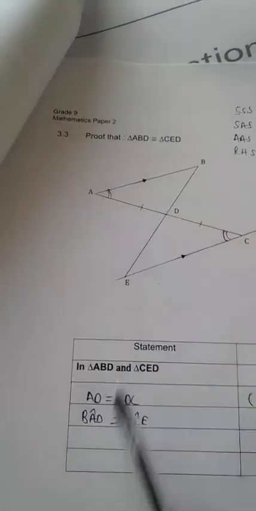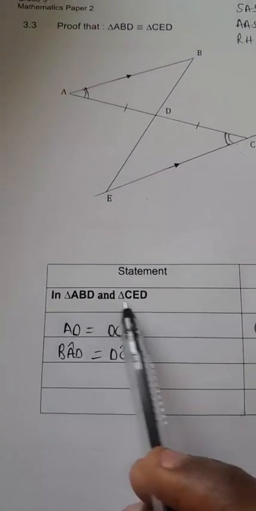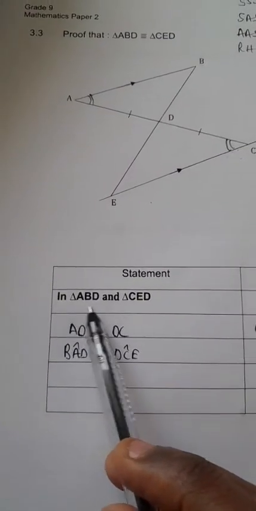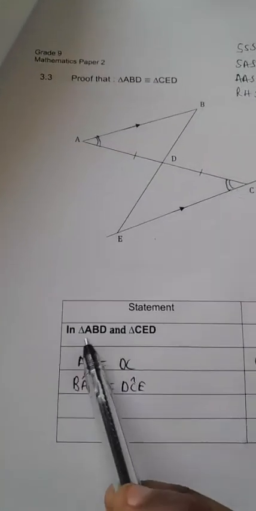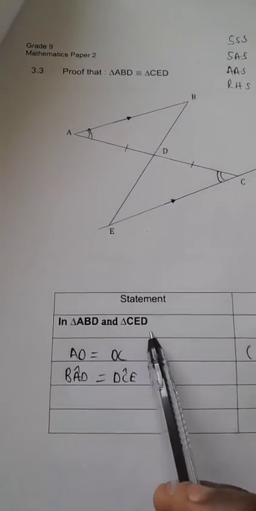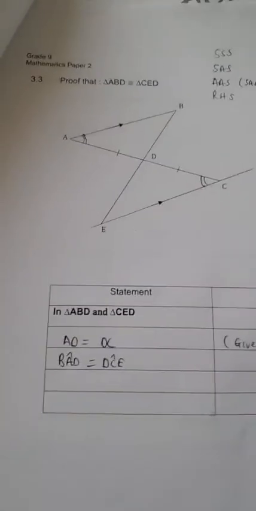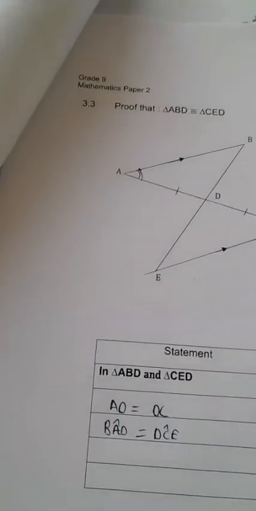Why can you say that? You could say angle A is equal to angle C. It's because in your statement, when you started out, you said in triangle ABD and triangle CED. So if you simply say angle A is equal to angle C, I will know because you've identified the two triangles you are working with. Okay, that's fine.